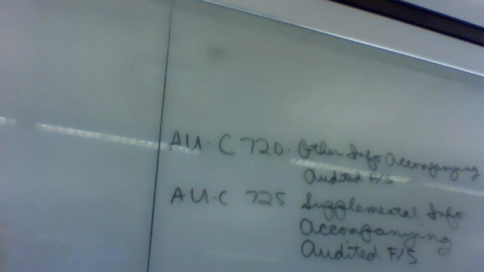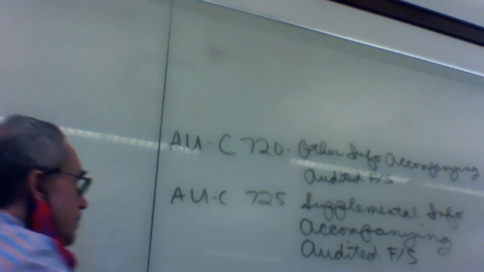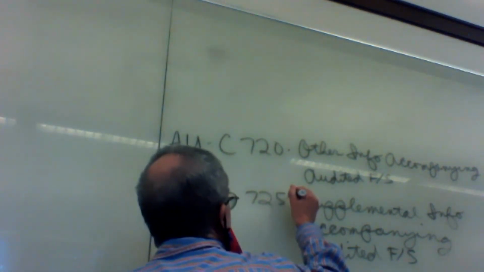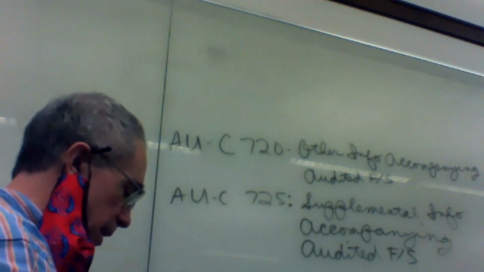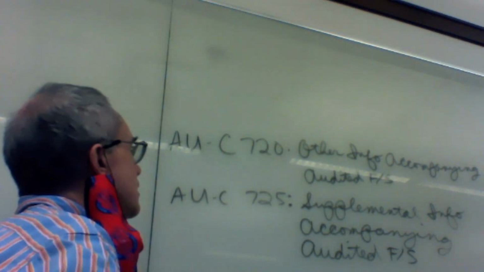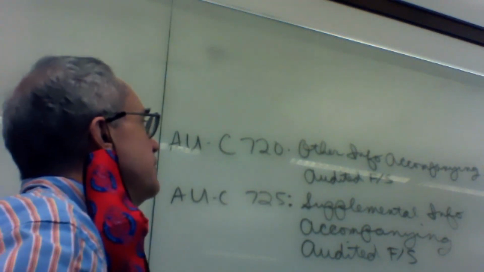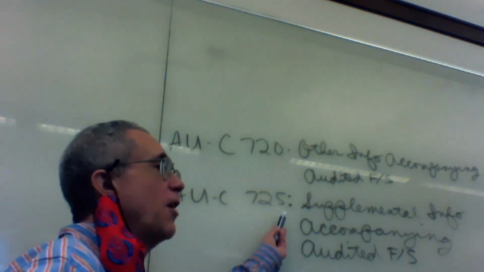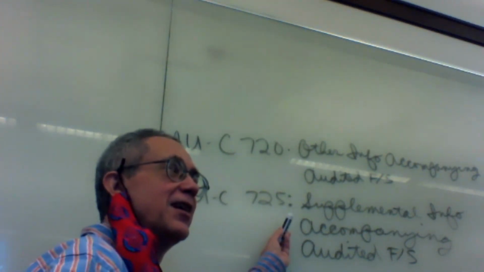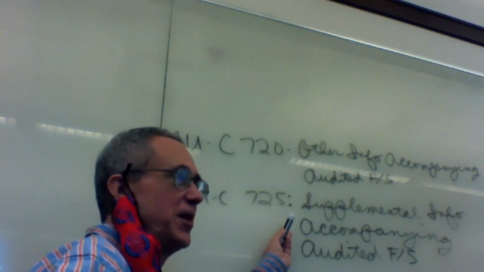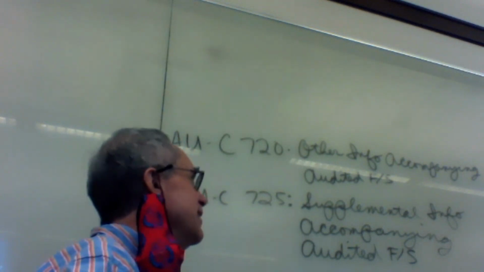And something else that's very short, sweet, and simple. AUC 725. Accountants are always OCD. Oh, I started to leave off my colon. Now, if I continue to leave that off, how many of you would that bother? I don't believe that. No.